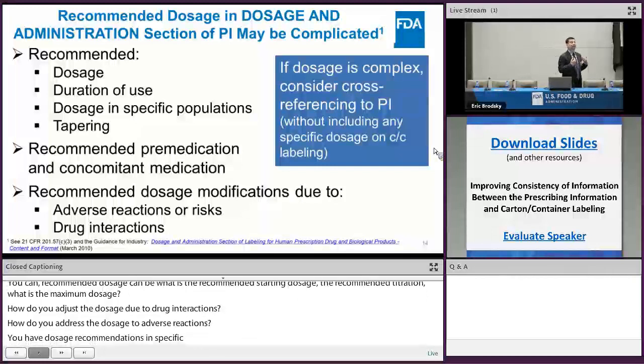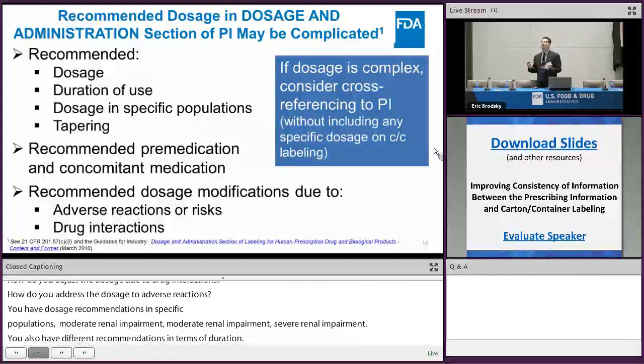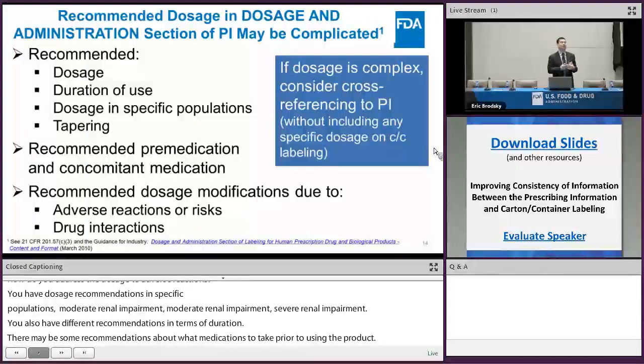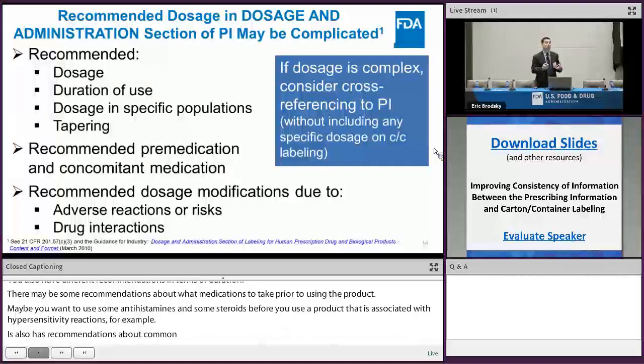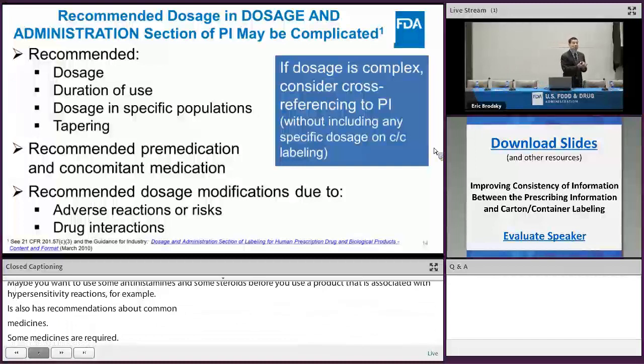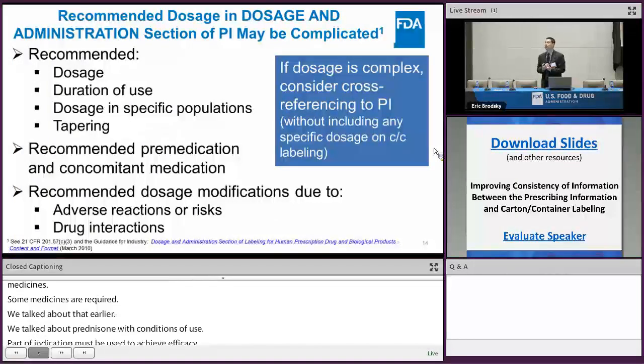There are maybe some recommendations about what medications to take prior to using the product. So maybe you want to use some antihistamines and some steroids before you use a product that is associated with hypersensitivity reactions, for example. There's also recommendations about concomitant medicines. Some concomitant medicines are required. Anne-Marie Trentacosti talked about that previously in her labeling transformation examples, where prednisone was part of the conditions of use, part of the indication. It must be used to achieve efficacy. So this type of information would be included in the dosage administration section of labeling.